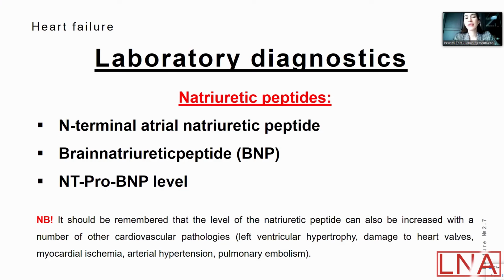Which types of natriuretic peptides can we determine? N-terminal atrial natriuretic peptide, which we discussed in the case of arterial hypertension, is produced due to stretch of the myocardium of the left atrium. Brain natriuretic peptide is more preferred, and also the N-terminal pro-brain natriuretic peptide level.